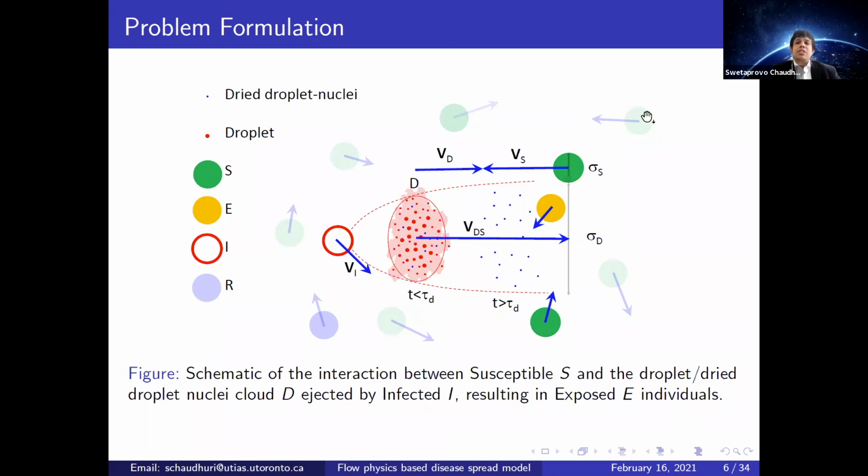And then we have these green susceptible individuals who are moving in different directions. And if they cross this cloud, then they can inhale these droplets or the droplet residues, the aerosol particles, essentially, and they can get infected. The next step is that these susceptible individuals, upon inhalation of these infected aerosols, become exposed, and after the incubation period the exposed become infected, and then they can recover or they can become diseased. So this is the basic framework that we are going to look at.